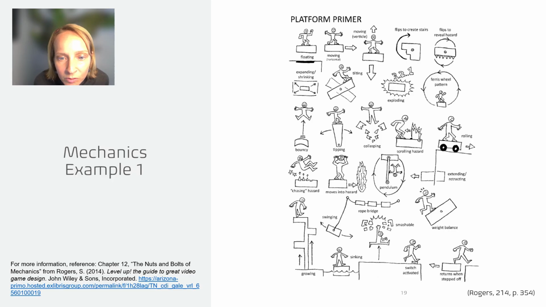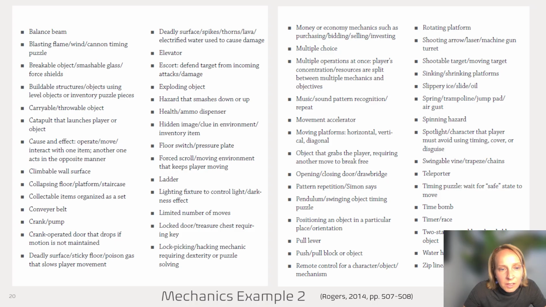So, floating, moving, jumping, exploding, these different mechanics of a game inform the way you interact as a player. And this was from Rogers, The Nuts and Bolts of Mechanics. Also, different mechanics, I'm not going to go through all of them, but the same source lists some ideas for you of what are examples of mechanics.